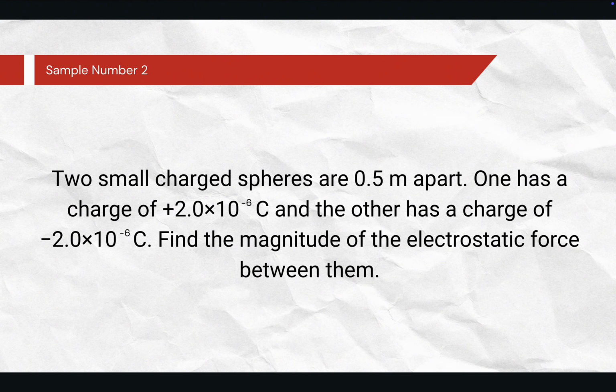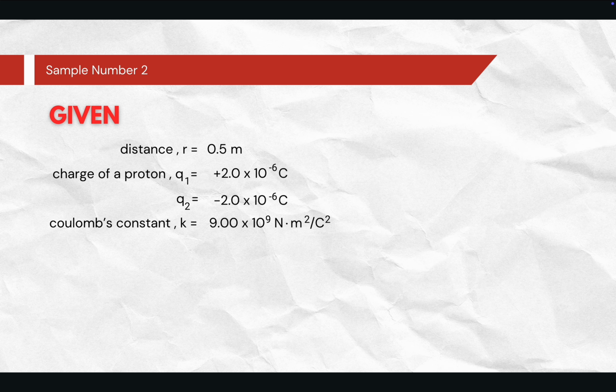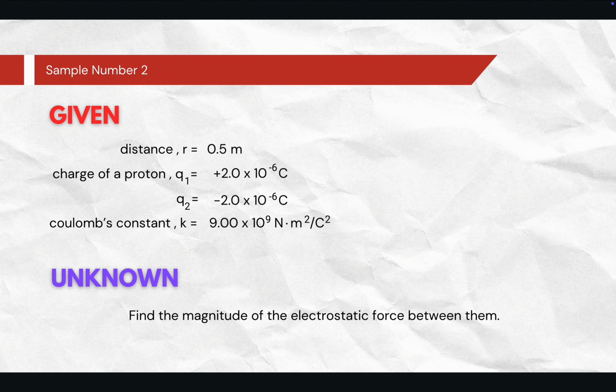Two small charged spheres are 0.5 meter apart. One has a charge of positive 2.0 times 10 raised to negative 6, and the other has negative 2.0 times 10 raised to negative 6. So, hahanapin natin yung magnitude of the electrostatic force between them. Ulit, para hindi tayo maguluhan, given: may distance, may dalawang magkaibang charge, negative and positive. Then, given lang din yung Coulomb constant. Given na talaga yan.